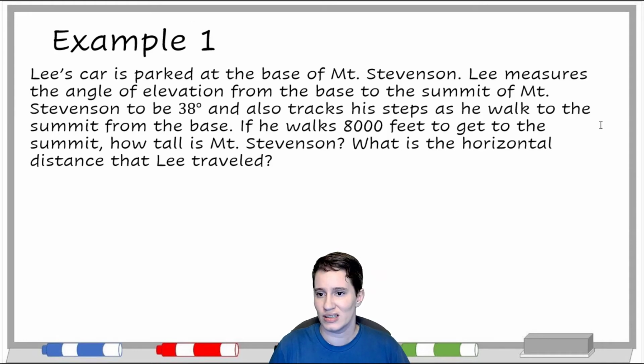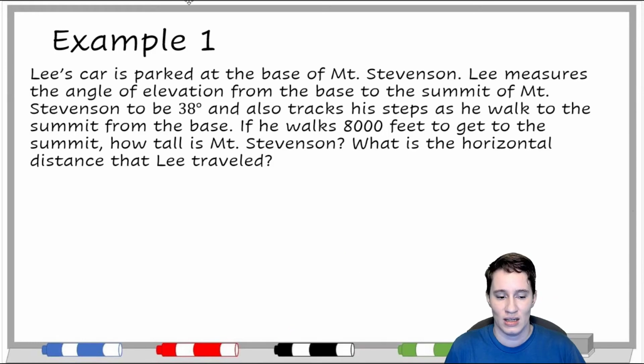So let's read this. You can read it to yourself, but I'm going to read it out loud because I have to read it anyway, right? So Lee's car is parked at the base of Mount Stevenson. Lee measures the angle of elevation from the base to the summit of Mount Stevenson to be 38 degrees and also tracks his steps as he walks to the summit from the base. If he walks 8,000 feet to get to the summit, how tall is Mount Stevenson? What is the horizontal distance that Lee traveled? So we need to think about what this is talking about.